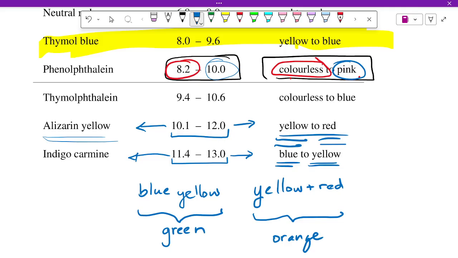What's our last color combination? We've got blue and yellow. We got yellow and red. What else can we combine? Red and blue. What do those make? Purple. Okay?